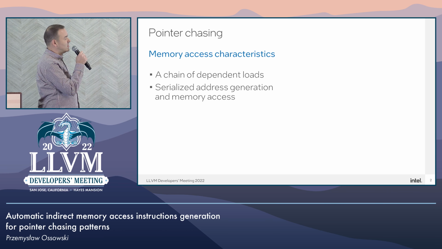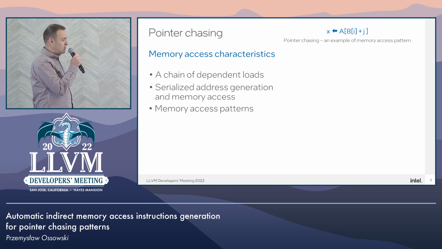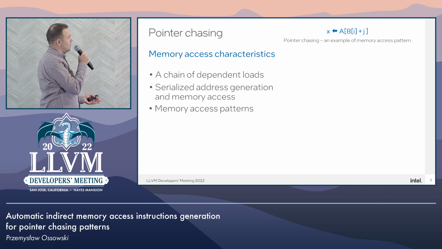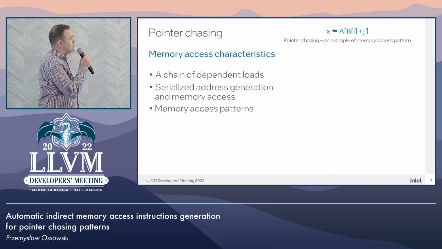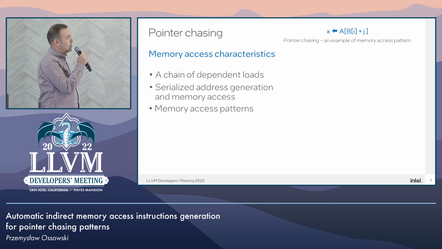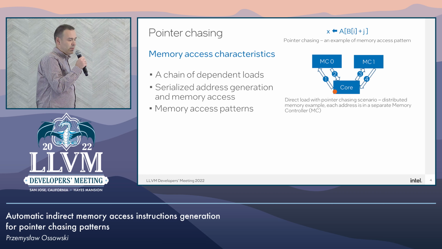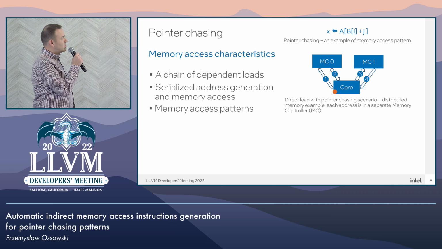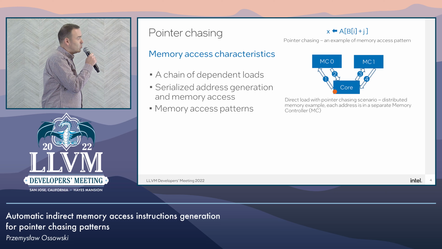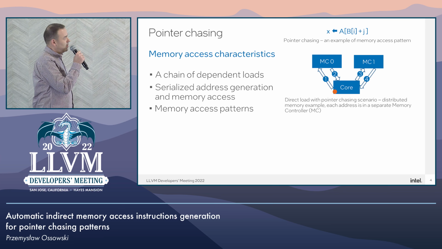Pointer chasing is simply a chain of dependent loads, which are serialized on address generation and so on memory access. For example, we can see a simple memory access pattern which implements pointer chasing here. In order to get a value from array A, first we have to read a value from array B. This scenario is especially interesting in systems with a distributed memory model, in which, if we want to access different addresses, we might go through different memory controllers.